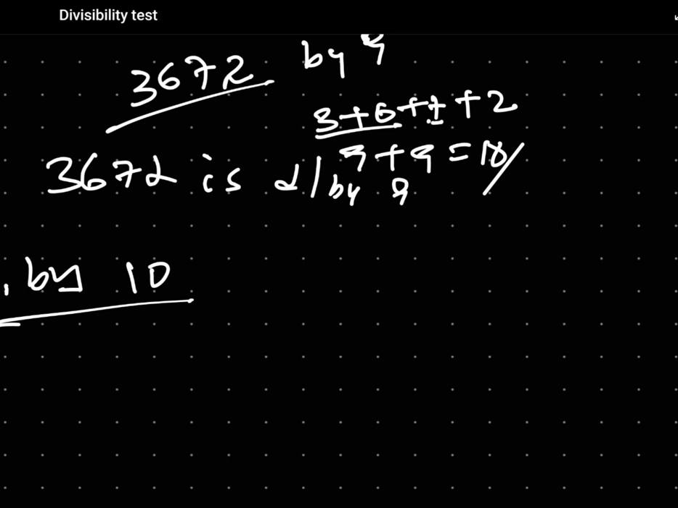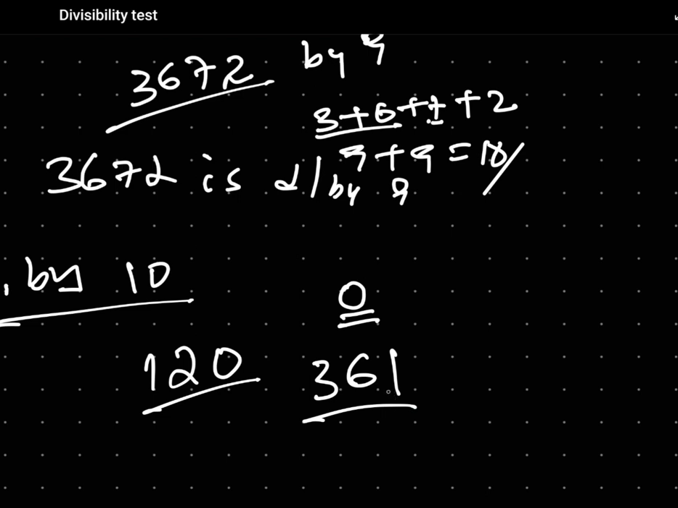How do you check whether a number is divisible by 10 or not? It is pretty easy. If the ones place of a number is 0, then the number is divisible by 10. For example, 120 is divisible by 10 because the ones place is 0. Or the other example is 361. This number is not divisible by 10 because the ones place is 1. You can have 8436. Now this number is not divisible by 10 because the ones place is not 0. So to check whether a number is divisible by 10 or not, just check whether the ones digit place of a number is 0 or not.